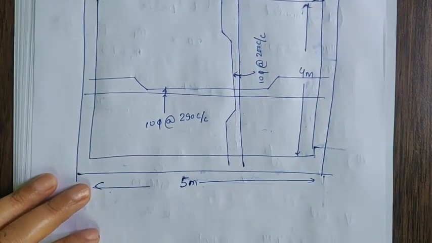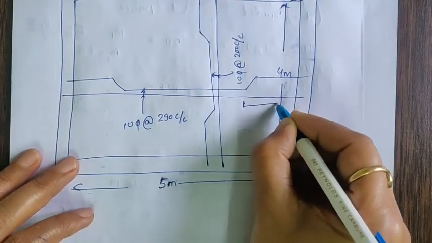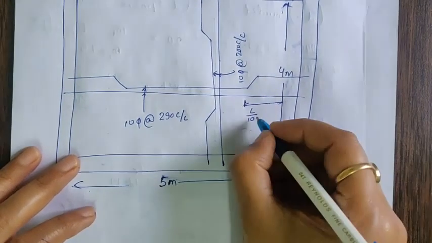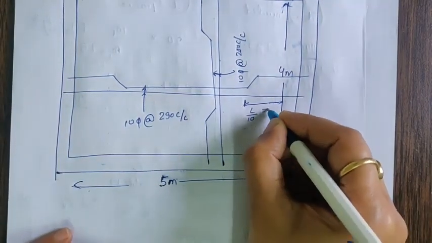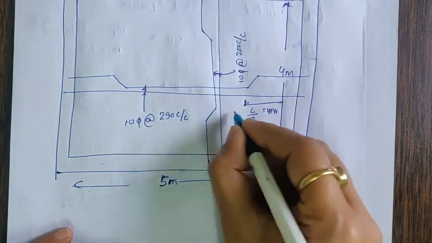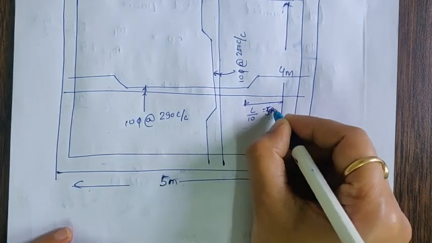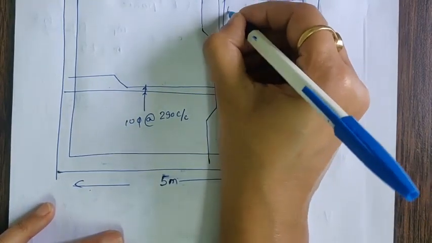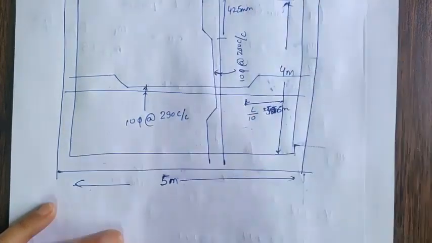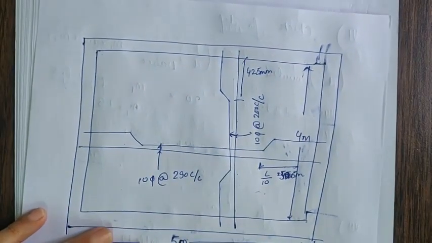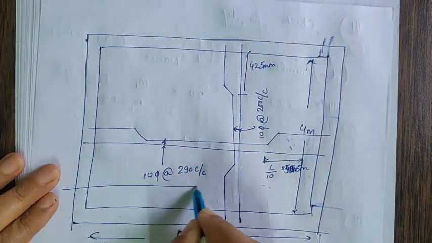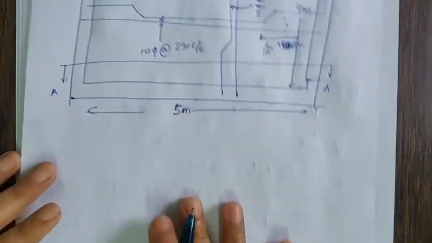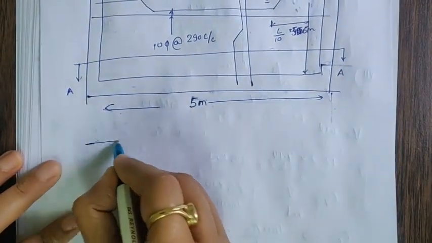Okay. Then this bent up is to be done at a distance of L by 10 from the face of the support. So nearly it is 414 millimeters. It is from this side it is 525, nearly 525 millimeters, and from this side it is 425 millimeters. The bent up is to be done like this. Now along with that we need to draw the sections. This is section AA. This section I am drawing it here.